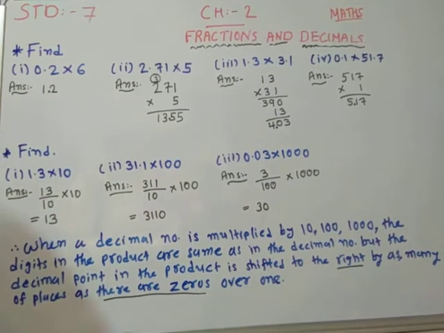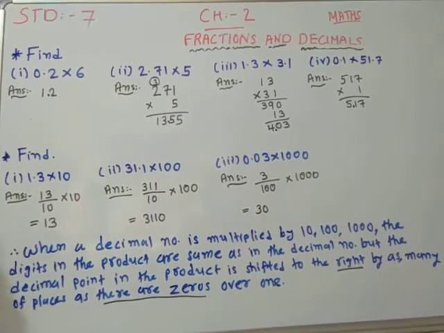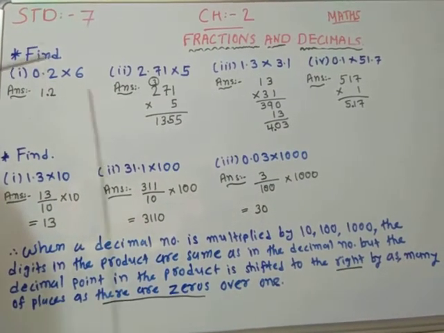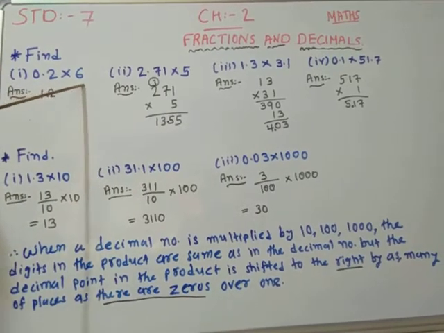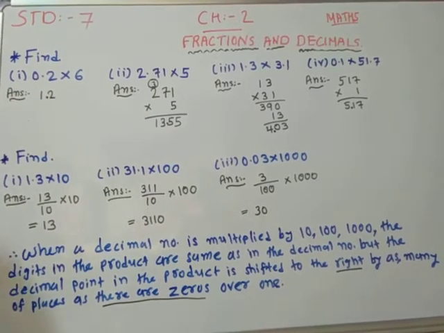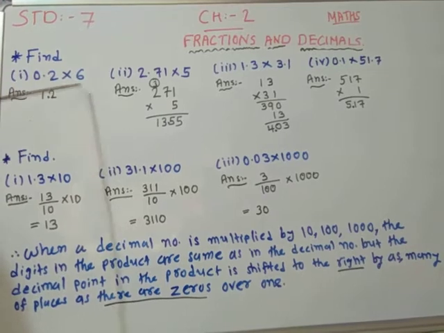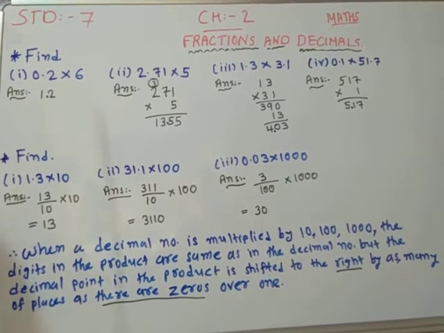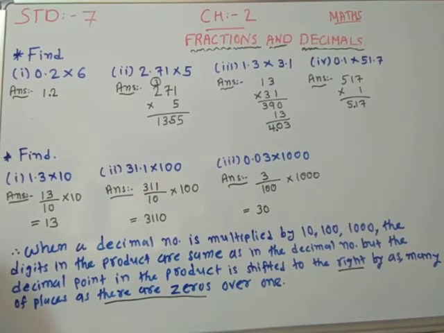Now let us understand the multiplication of decimals. Let's take an example. Find 0.2 multiply 6. First do the simple multiplication, meaning 2 6s are 12. Now where you have to put the point, first check the number.